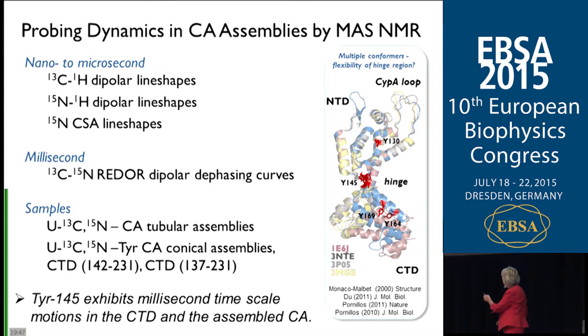So you can do a lot of experiments to probe at different timescales. For instance, here is our tyrosine 145, and we looked at that in particular because it sits at this hinge region and seems to be involved in conformational switching. And we could establish that it exhibits millisecond time-scale motions in the C-terminal domain as well as the full-length capsid.